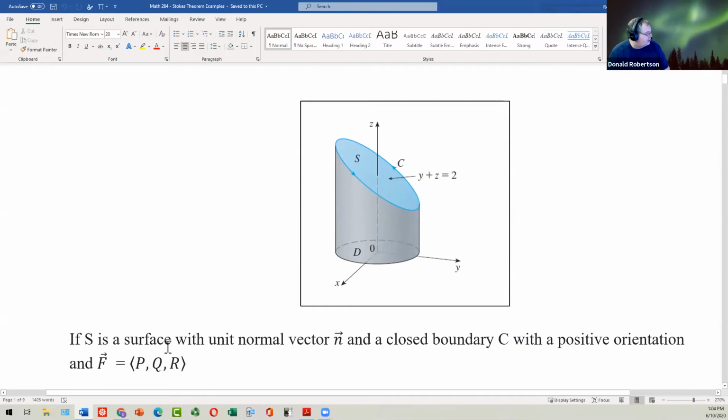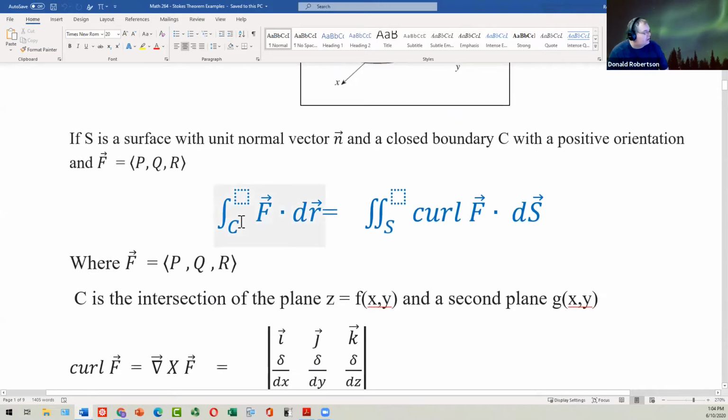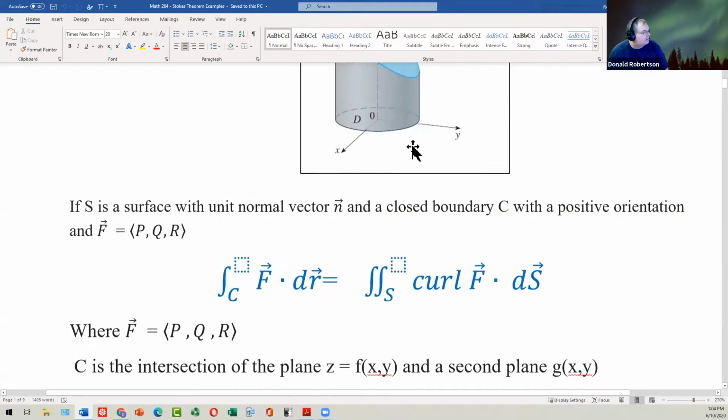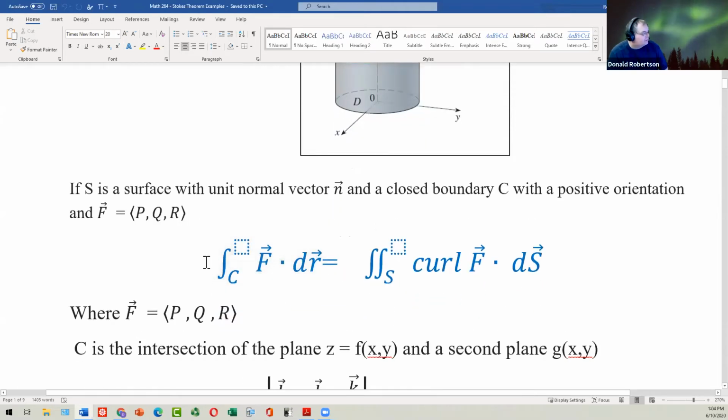Suppose S is a surface, so that's that light blue surface, that's S. And they talk about a normal vector and positive orientation. Through this surface, there is a vector field passing. We would like to calculate the line integral around S with the vector field. So basically, we're being asked to find this integral here.